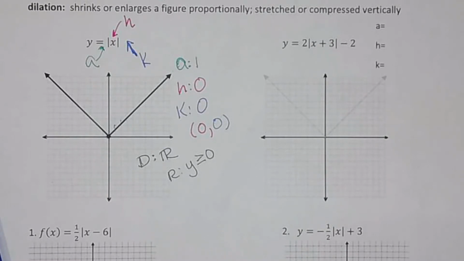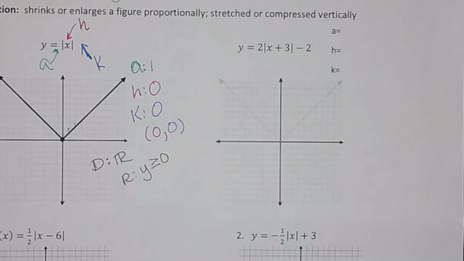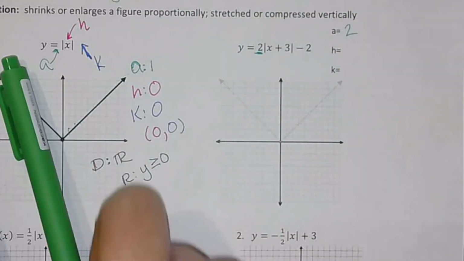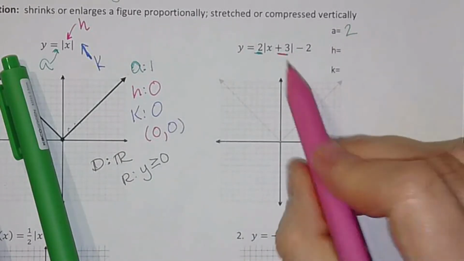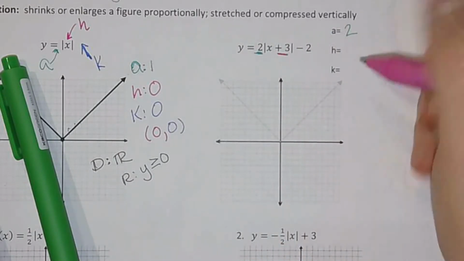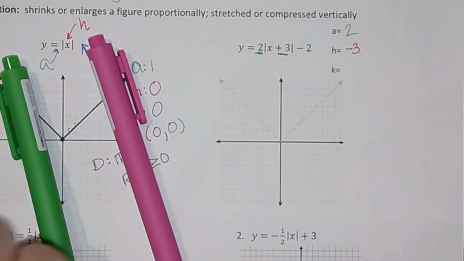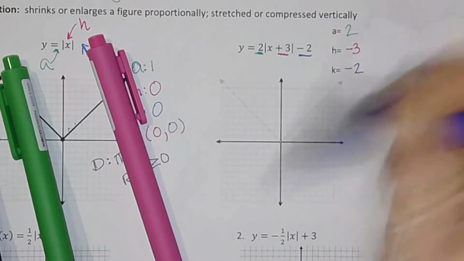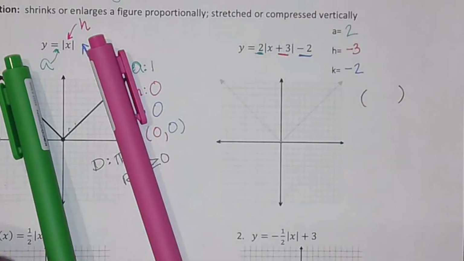And so here we have the parent graph in here, and we're going to just label things out. So our a value is this first one, which is 2. Our h value is being added or subtracted to x. You see a plus 3, so it's actually a minus 3 because it's opposite. And then our k value is on the outside, and it's exactly what you see. So my starting point is my h, k.